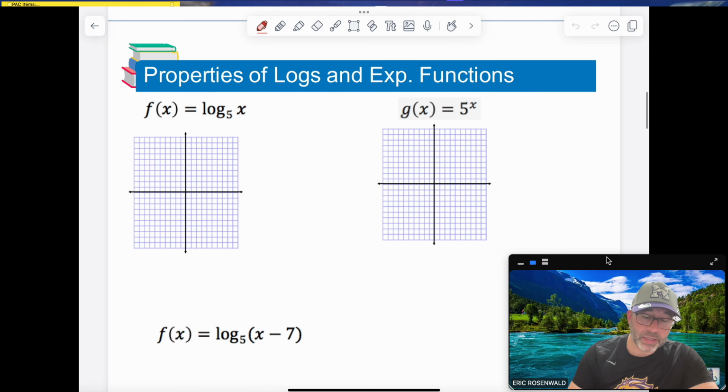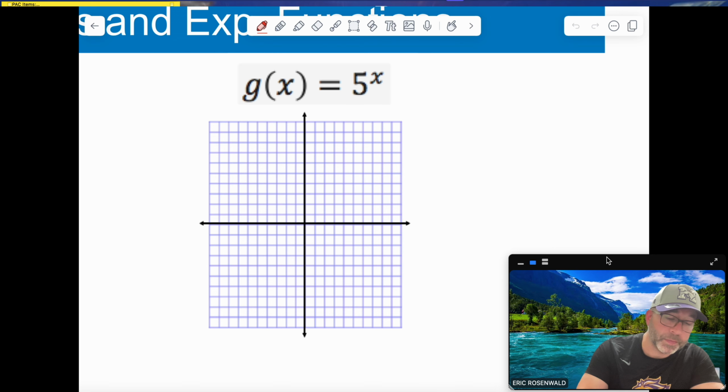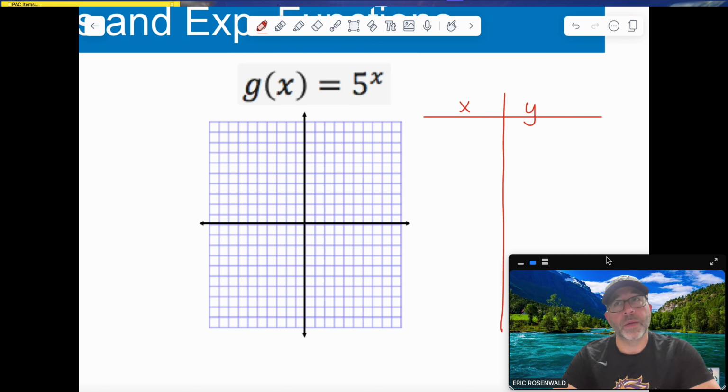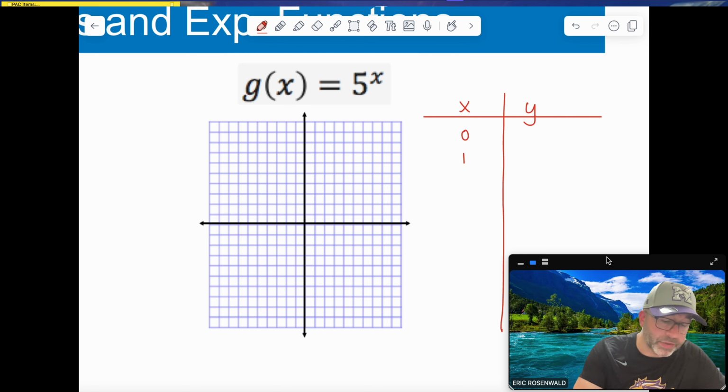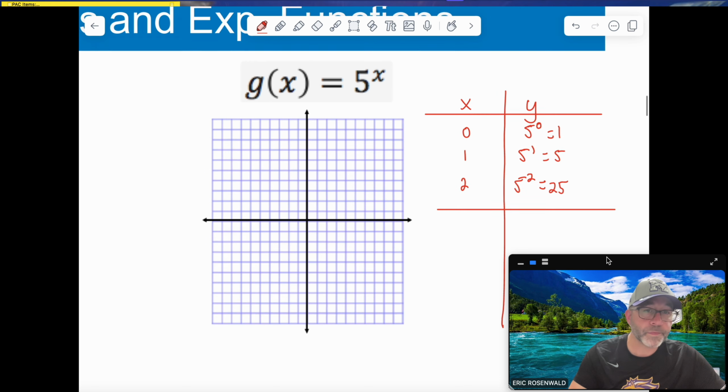When we look at this function, y is equal to 5 to the x power, let's just make a table and look at why our domain and range are exactly what they are. I could put in any value for x: 0, 1, and 2, I could put these in. I'm going to get values. I just end up with 5 to the 0 power, which will equal 1. 5 to the first power, which will equal 5. 5 to the second power, which will equal 25. And you can see that this grows very quickly, right?